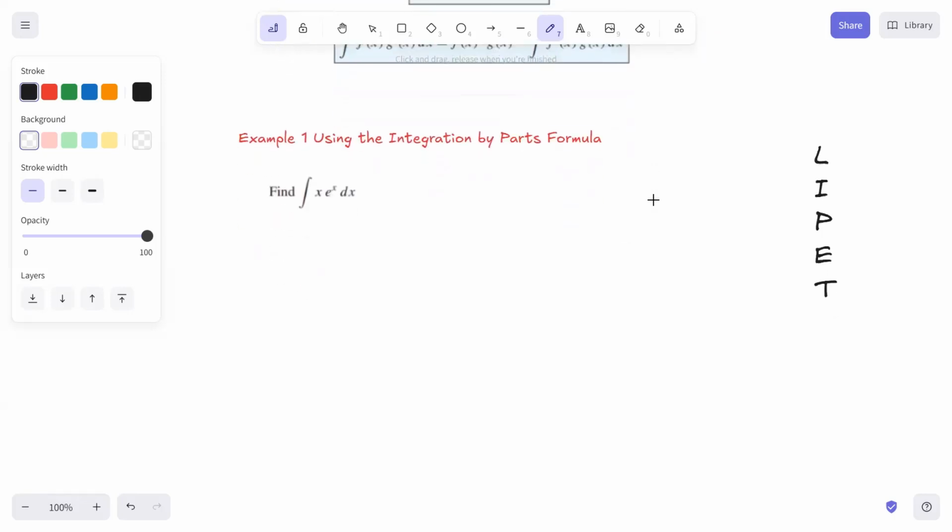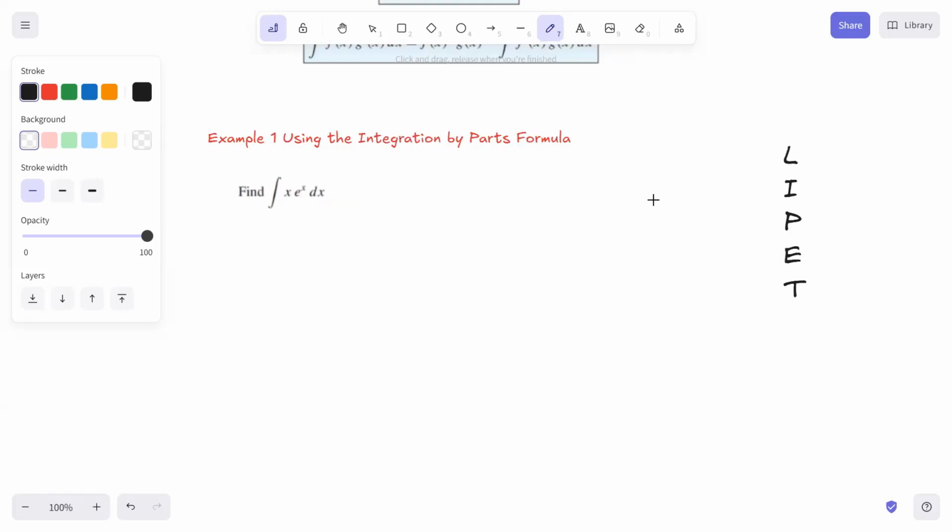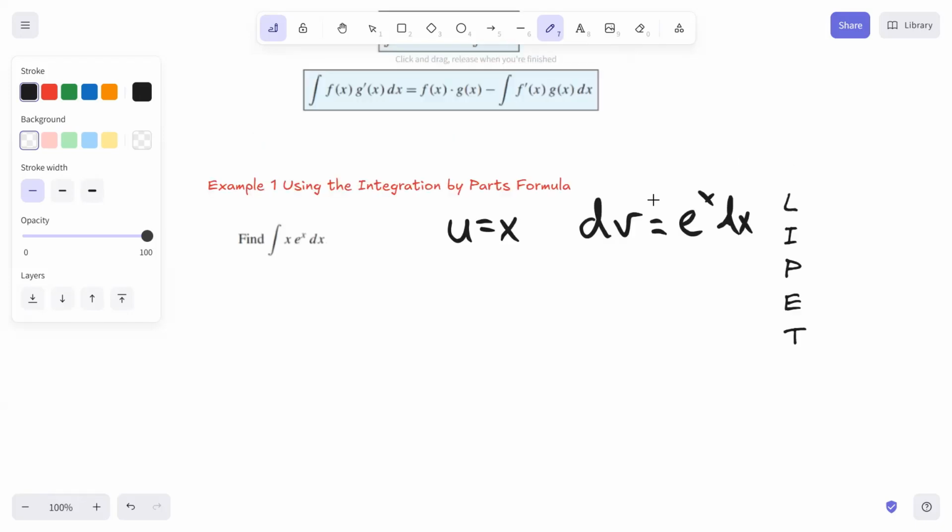So here's our first example using integration by parts. The first thing you want to do is identify the u. Now, when you select the u, it's going to make a big difference in how you choose them. So in this case, we're going to let u equal x and dv equal e to the x dx. Once we pick the u and the dv, you take the derivative of the u function, which is 1 dx, and anti-differentiate the other one, e to the x.